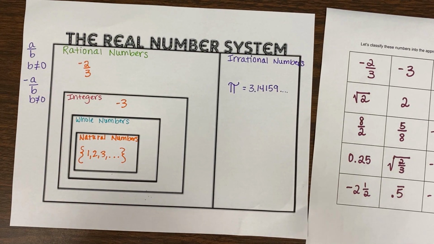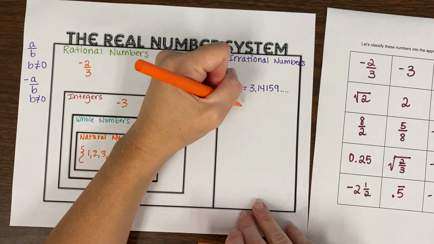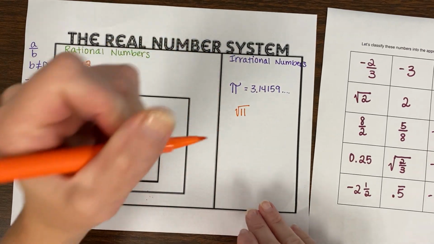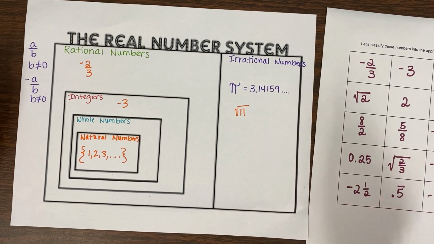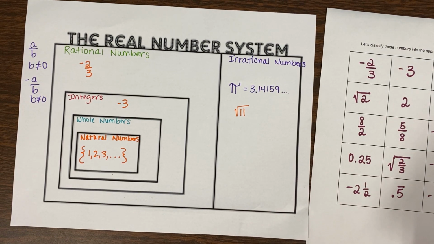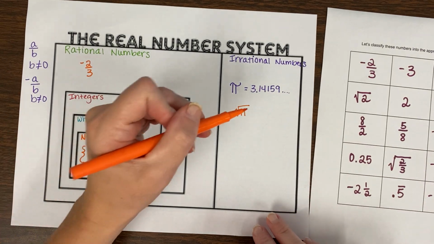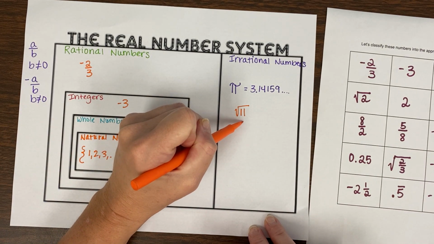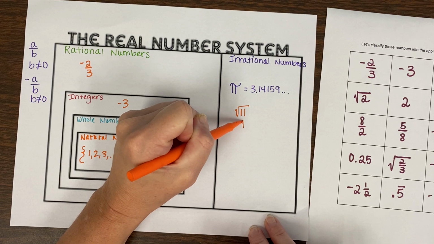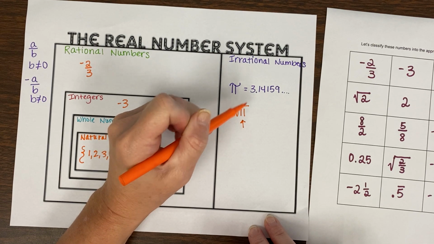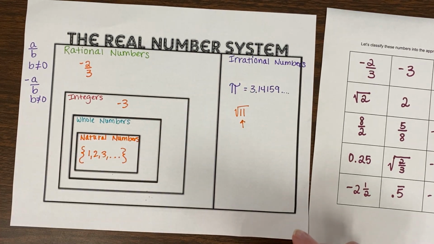Square root of 11 is over here in the irrational numbers. And if you actually typed that in, the square root of 11, it looks messy. It doesn't repeat. You will notice that when the number underneath the square root symbol is prime, the square root of any prime number is an irrational number.